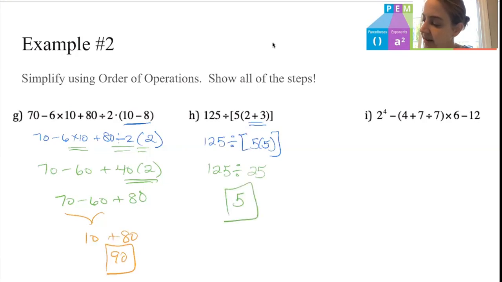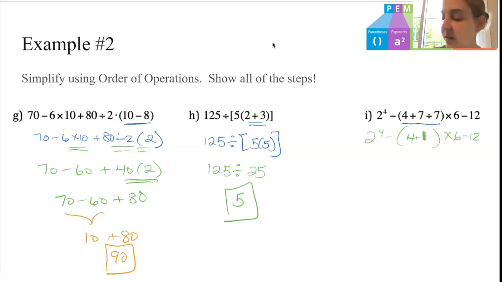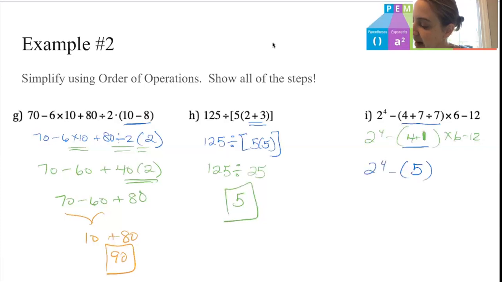Good. Inside of letter I, we're going to work inside those parentheses first. I see multiplication and division. So 7 divided by 7 is 1. Here's my 4 plus times 6 minus 12. Here's 2 to the 4th in the front. Keep working. Parentheses, parentheses, parentheses are next. 4 plus 1 is 5. So this is 2 to the 4th minus 5 times 6 minus 12.